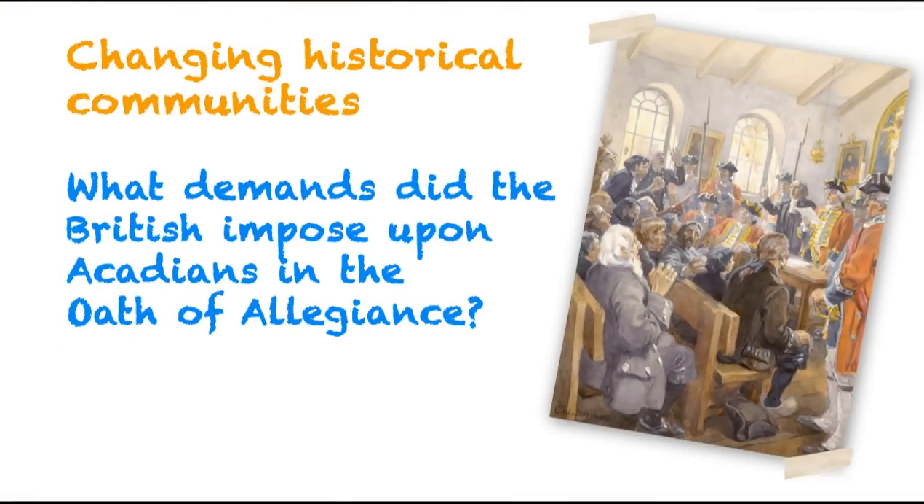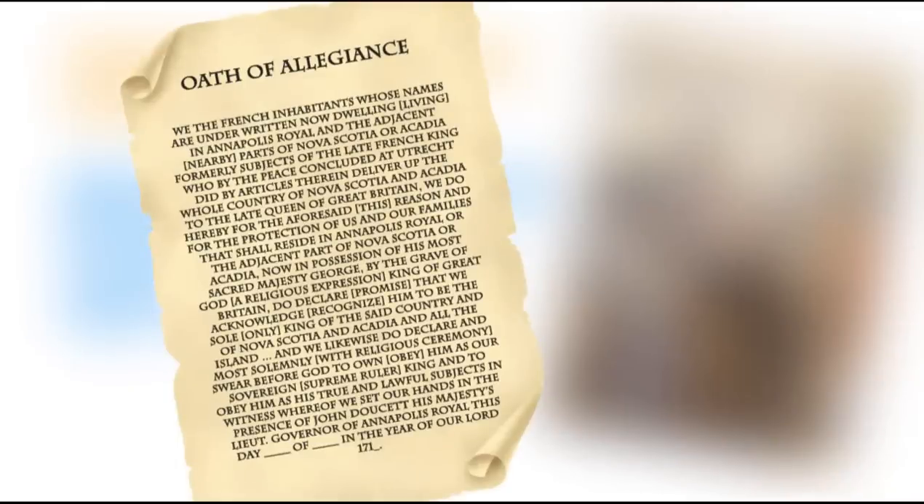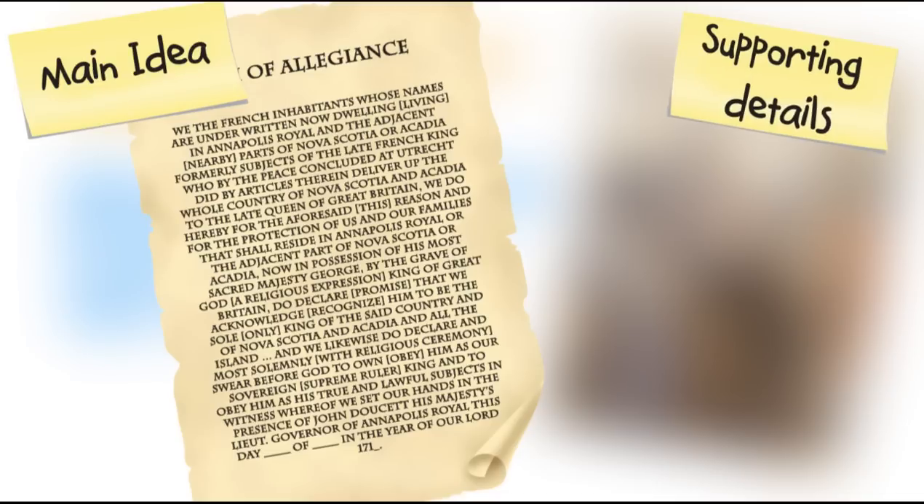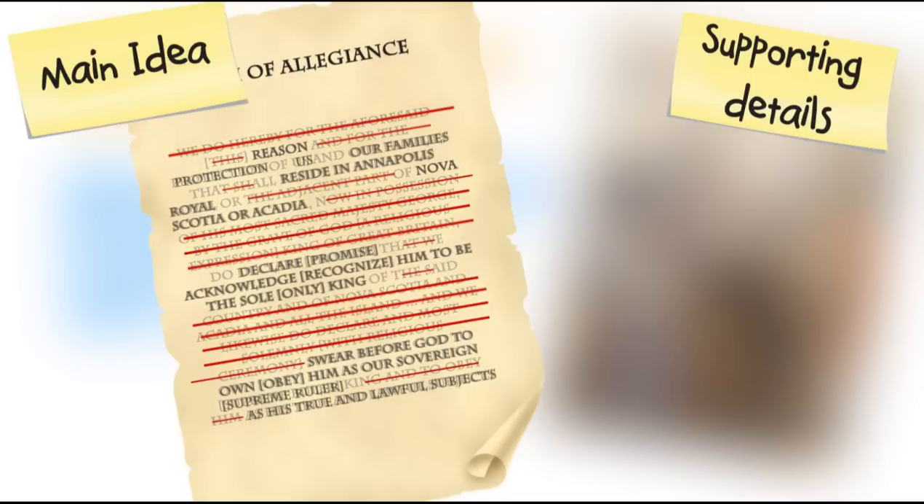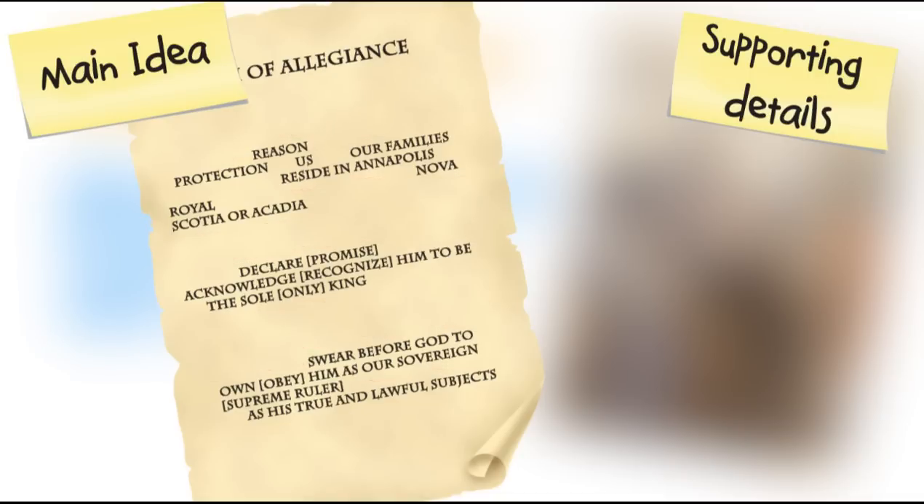With older students, a suitable source for this information might be the Oath of Allegiance that the British pressured Acadians to sign in 1717. But what thinking tools might help students identify the key ideas contained in this historical document? We might introduce or review the difference between a main idea and supporting details. A helpful strategy is to select a portion of the text and invite students to circle the key words or phrases and to cross out minor details.